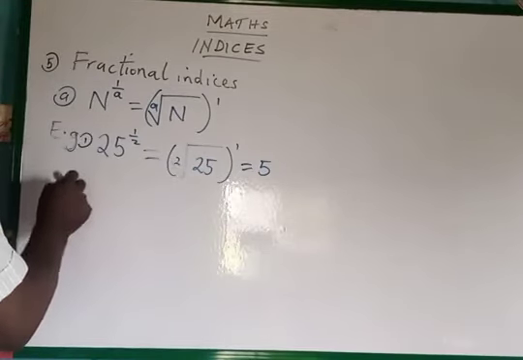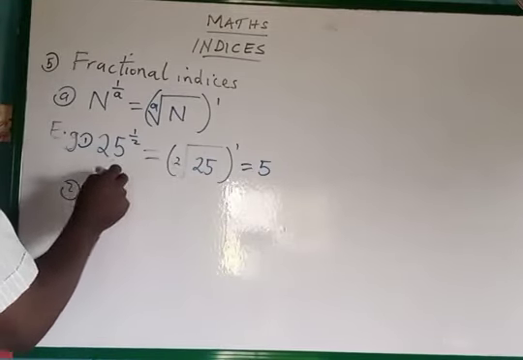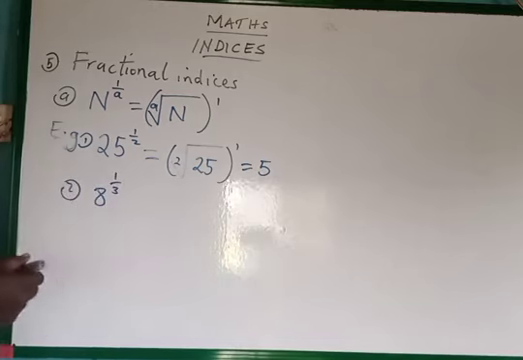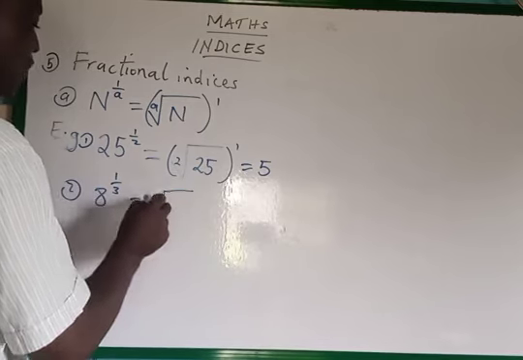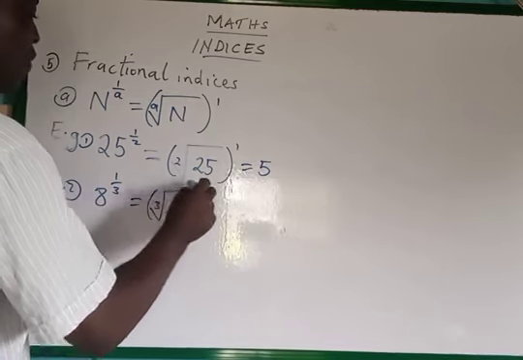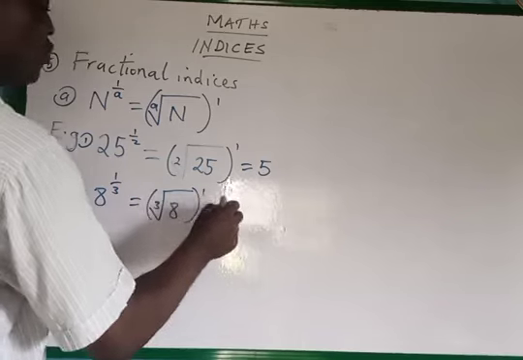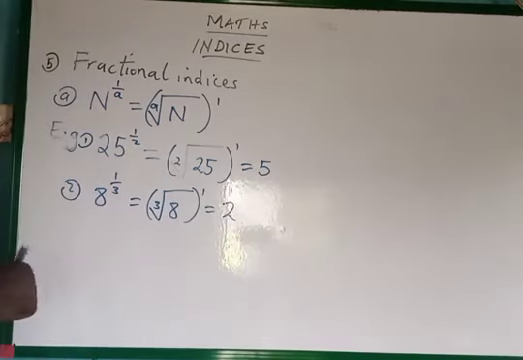Now look at the second one. If you are given 8 raised to the power 1 over 3, what do they want you to do? It means that they want you to look for the third root of 8, all raised to the power 1. And the third root of 8 is 2. 2 raised to the power 1 is the remaining 2.